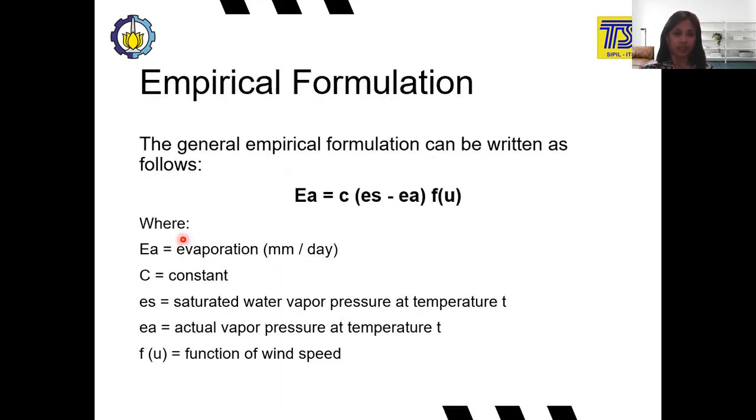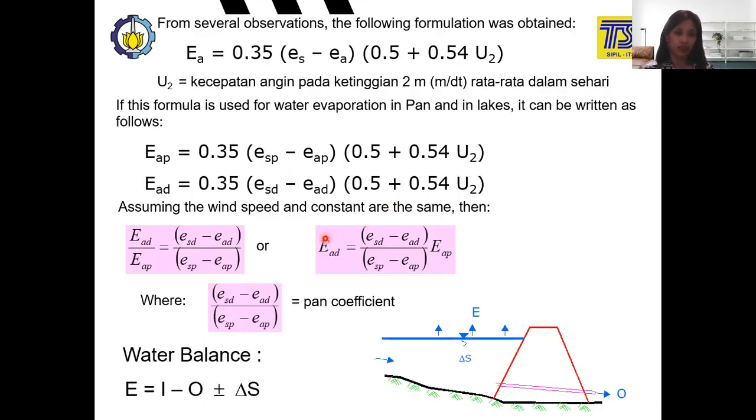So from the previous equation, we have C and FU. If we have the same C and the same FU, the difference will be only the ES and the EA. That's why it becomes like this. The evaporation will be a factor of ES and EA. And then we can know that this one is the pan coefficient. So the pan coefficient is the difference between the evaporation in the pan and the actual evaporation that happens, for example in the lakes. That's why we have a pan coefficient for each evaporation pan, which is different depending on where it is located.